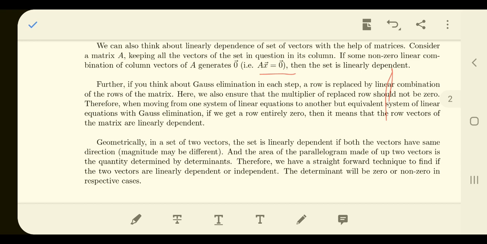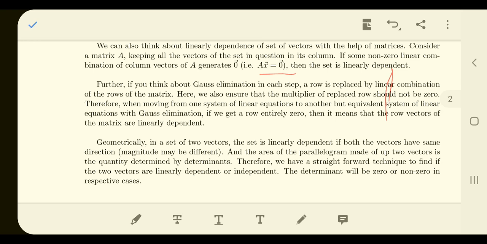So earlier, when we were trying to solve Ax is equal to 0, we were actually focusing on the setup where the vectors are set in the columns. Now when we are looking at the Gauss elimination process, we can look at it as when vectors are set up as row vectors of the matrix.